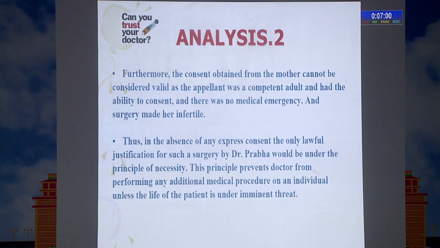Analysis 2. Furthermore, the consent obtained from the mother cannot be considered valid, as the appellant was a competent adult and had the ability to consent, and there was no medical emergency, and the surgery made her infertile. Thus, in the absence of any express consent, the only justification for such a surgery by Dr. Prabha would be the principle of necessity. This principle prevents a doctor from performing any additional medical procedure on an individual unless, see, this word is very important, the life of the patient is under imminent threat.